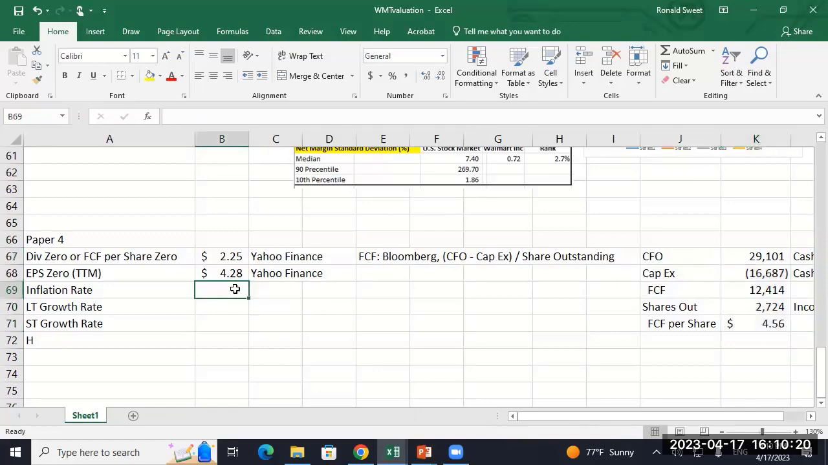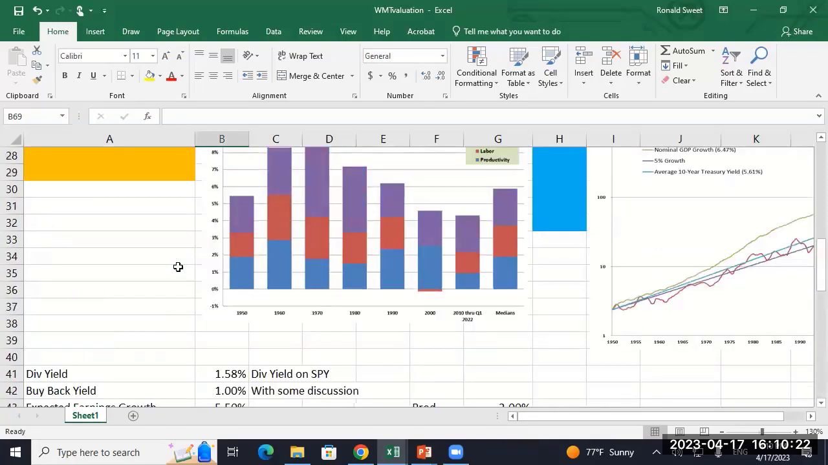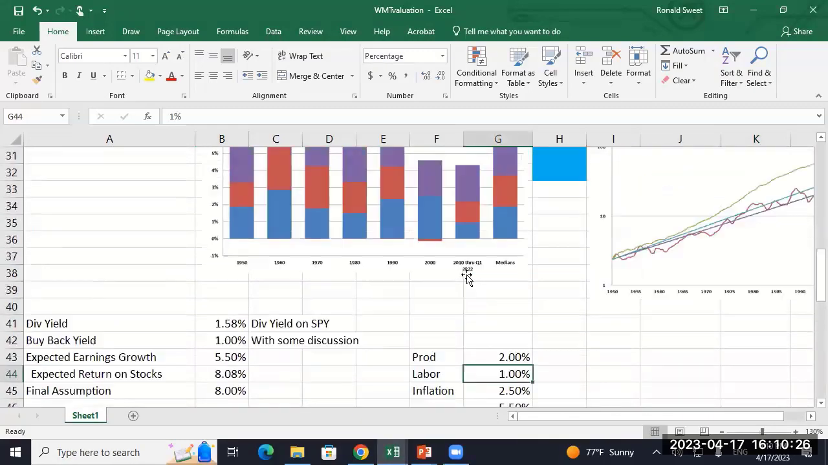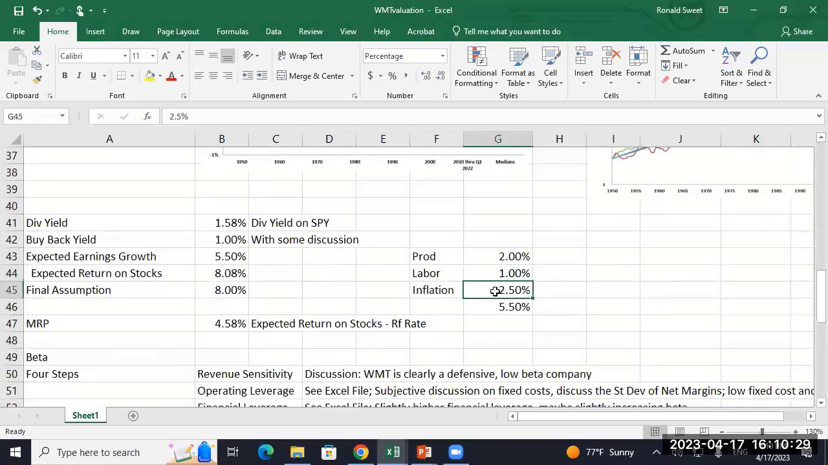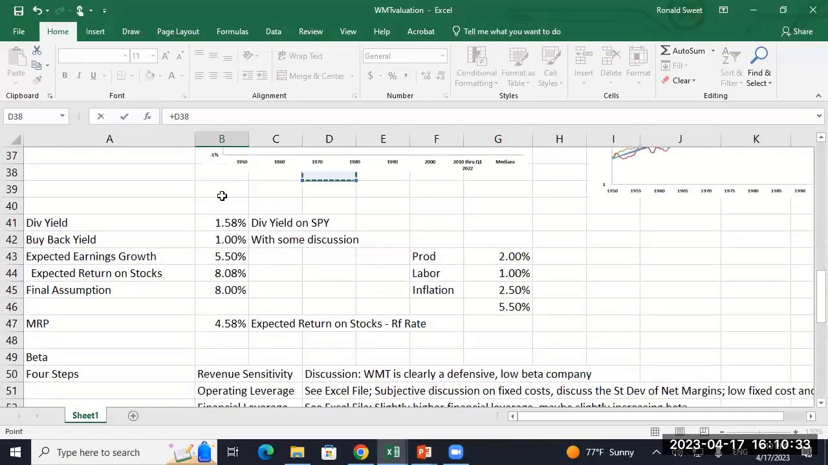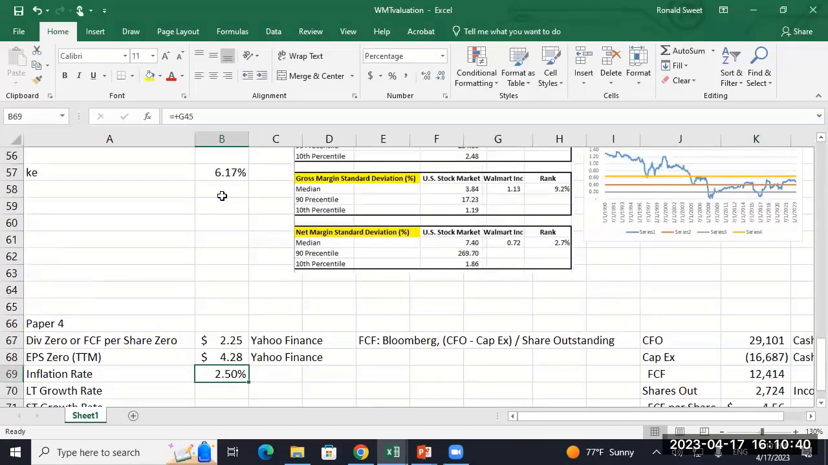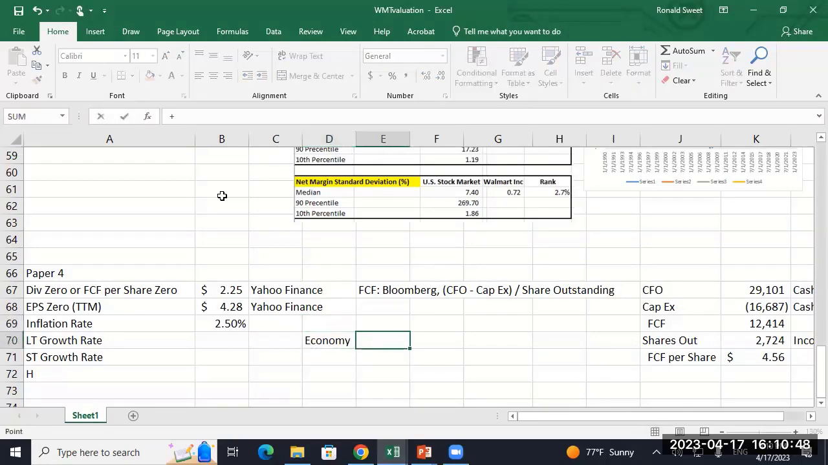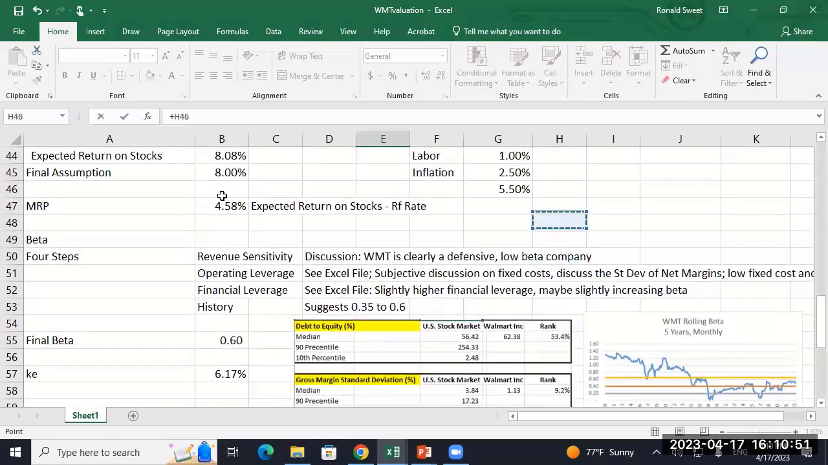Our inflation rate, I don't know what you use there, but we had an inflation rate up here, didn't we? We used 2.5%, so I'm probably going to stay consistent with that and go back to that number. Remember when we were trying to get earnings growth, we had an inflation number there. Y'all remember that? So use 2.5%. And then long-term growth, my economic growth assumption was 5.5%.